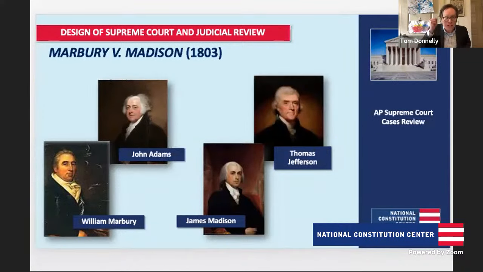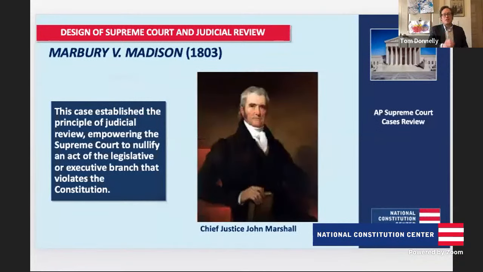But the new administration, Thomas Jefferson and James Madison, refused to deliver him his commission. So he can't take his seat. This commission is sitting there on James Madison's desk in his office as Secretary of State, and Thomas Jefferson is saying, don't deliver it to the Federalist William Marbury. In the end, Marbury comes to court and asks Chief Justice Marshall to give him his commission. So he's saying, Chief Justice Marshall, issue an order saying James Madison has to give me this commission.